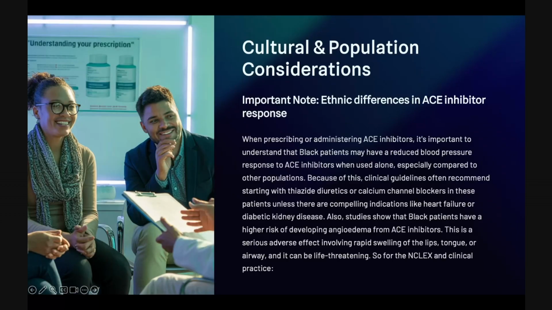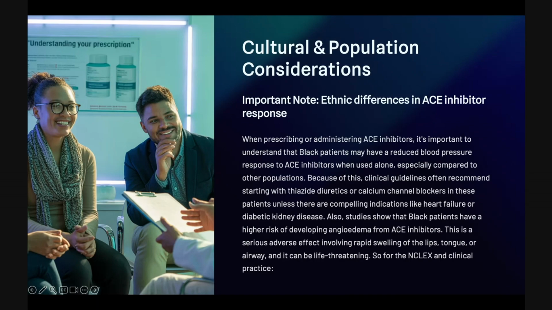Like I said before, there are some cultural and population considerations regarding ACE inhibitors. So, with ACE inhibitors, angioedema is more likely to occur in Black patients, and also ACE inhibitors are less likely to be effective in Black patients. So, then it makes sense that, hey, we're not going to start them on ACEs because of the risk of side effects and less efficacy.